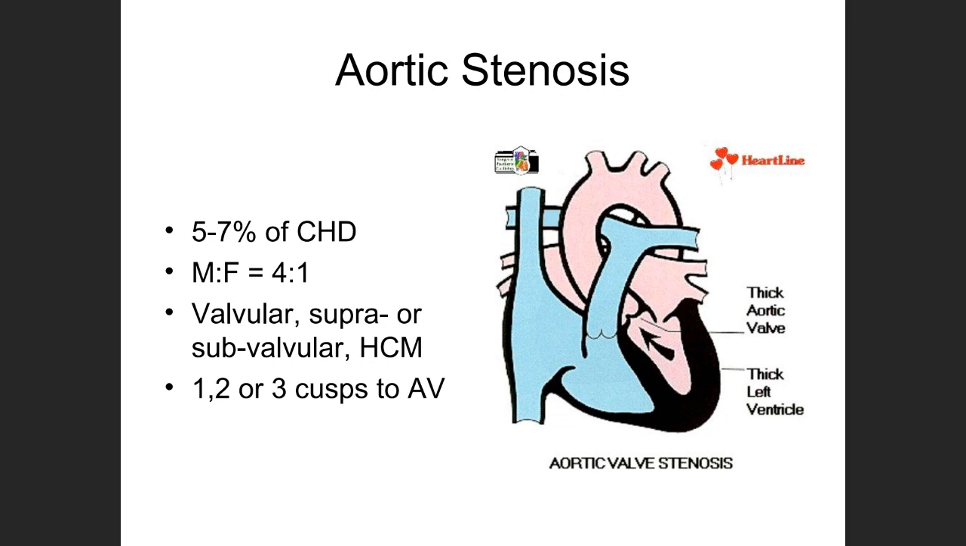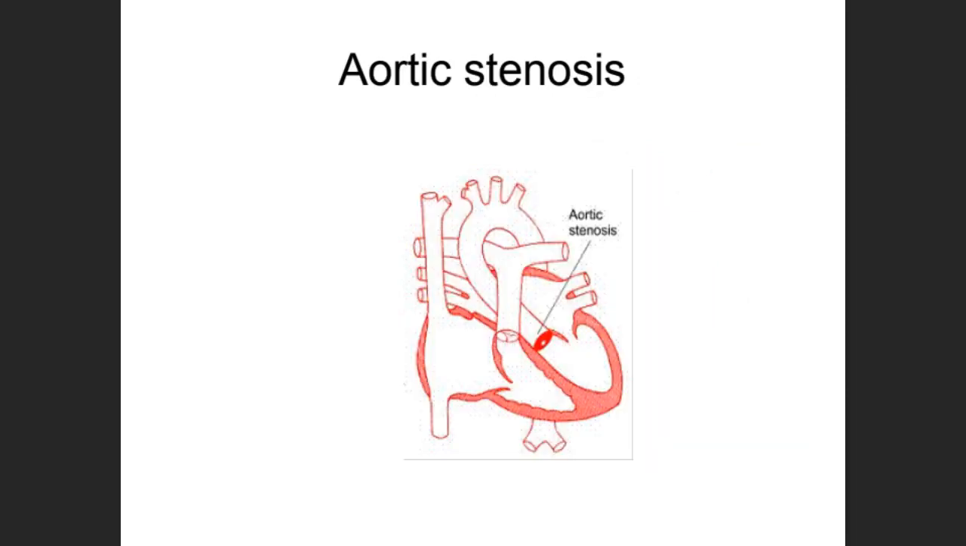As you can see in the diagram there, you can see that there's a thickened left ventricle and there is a thick aortic valve with a very narrow opening. And this again is a demonstration of the aortic stenosis.